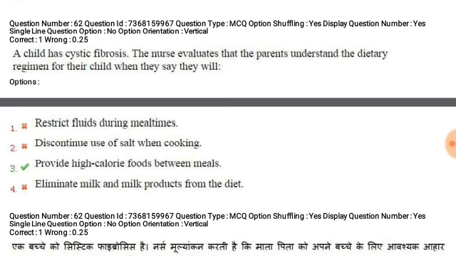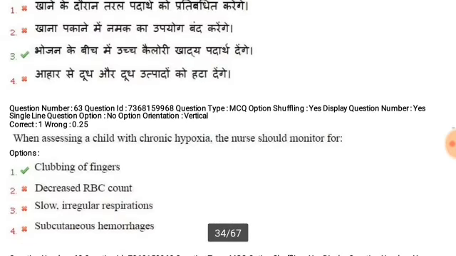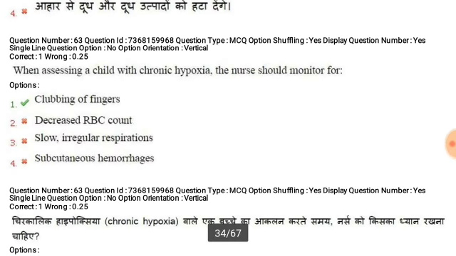The next one is 63. When assessing a child with chronic hypoxia, the nurse should monitor for, answer is 1, clubbing of fingers. That is the answer. Next one.